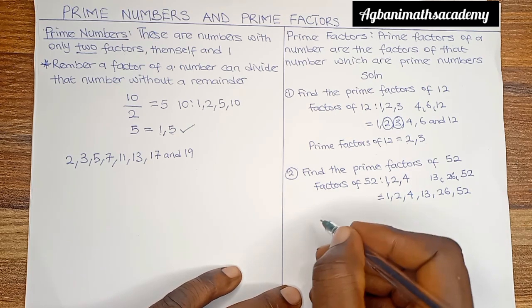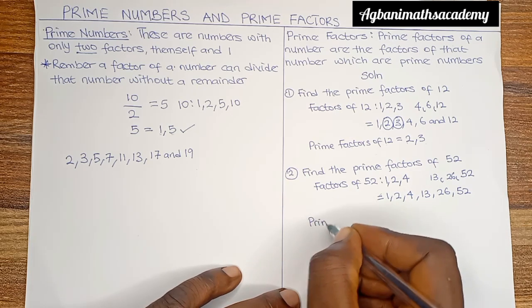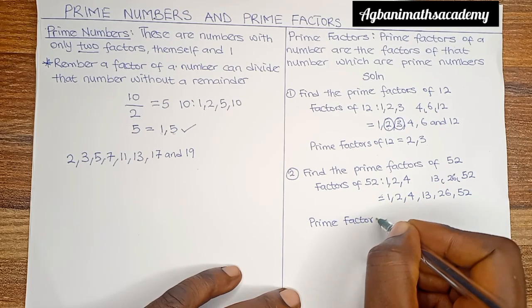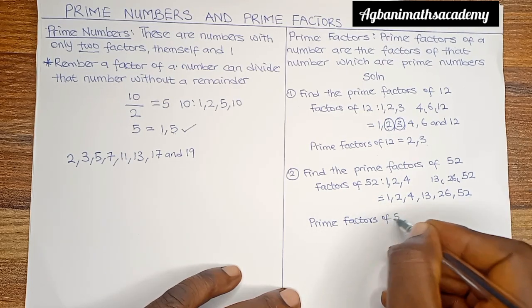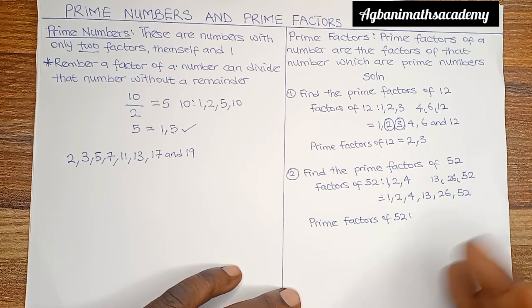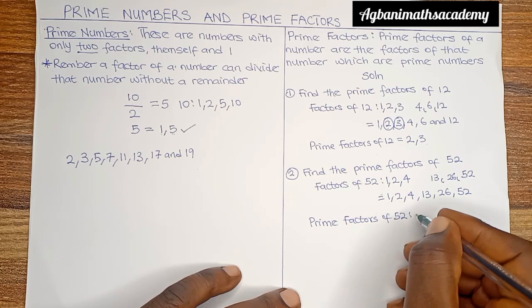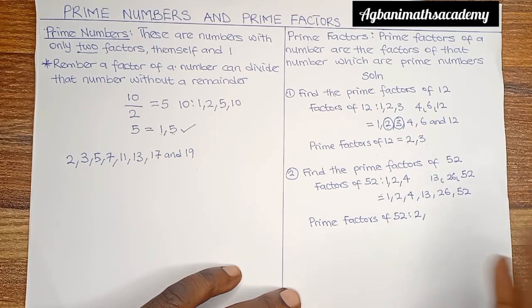Among these, which of them is a prime factor of 52? So prime factors of 52. So we go through all the factors of 52 and see which of these factors are prime numbers. 1 certainly is not a prime number. 2 is a prime number. We've already established that. So 2. 4 is not a prime number.